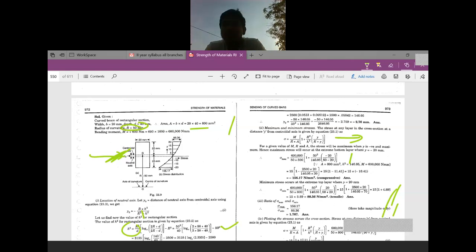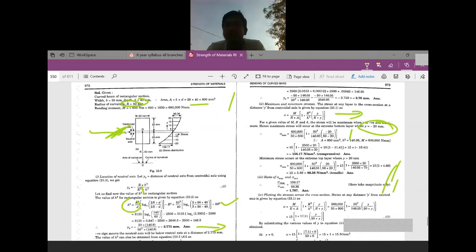For a given value of m, r and a, the stresses will be maximum when y is negative and maximum. Hence the maximum stress will occur at the extreme bottom layer where y is equal to minus 20. Why are you considering minus 20? Because at the bottom layer you have the maximum stress. You will get the value of sigma max. Then minimum stress occurs at the extreme top layer where y is equal to 20.